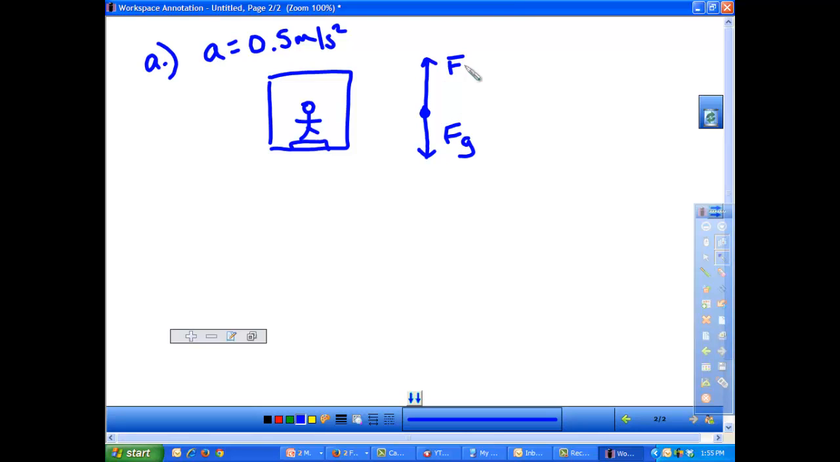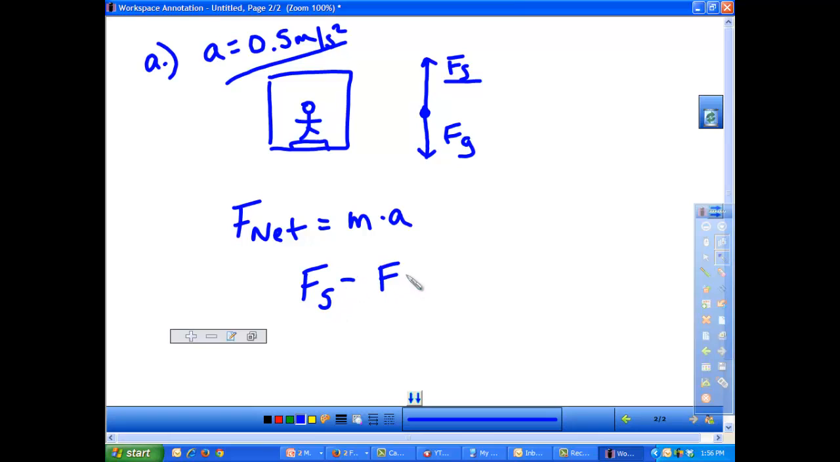And in this case, since he's accelerating upwards, this upward force by the scale has to be more than gravity. If it wasn't more than gravity, he would fall, right? And he's not falling, he's accelerating upwards, so this has to be greater than your force of gravity in this particular case. So he's got two forces acting on him, and they're acting in opposite directions. So remember that net force is always m times a. So for him, his net force is actually the force of the scale minus the force of gravity, which is going to equal m times a.